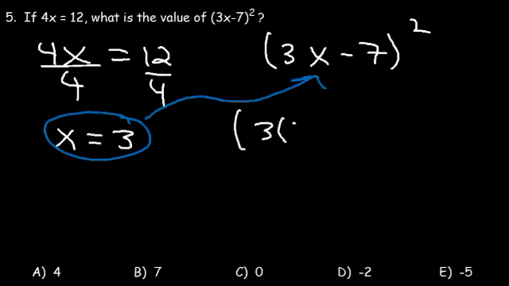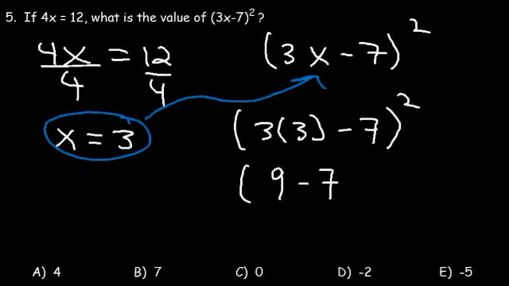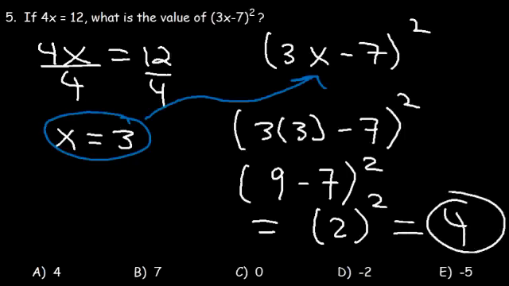So it's going to be 3 times 3 minus 7 squared. 3 times 3 is 9, and 9 minus 7 is equal to 2. And 2 squared is basically 2 times 2, which is equal to 4. And so therefore, A is the right answer for this problem.